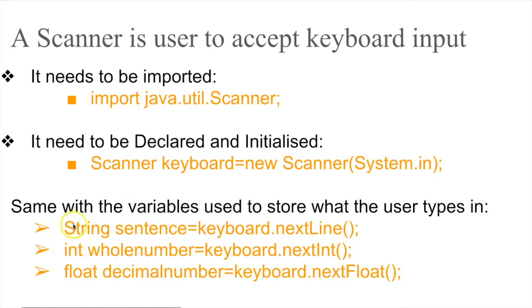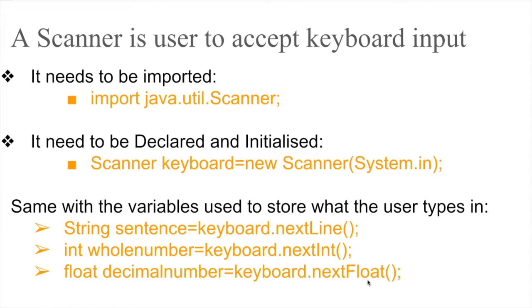When you come to actually get a value from the keyboard, there are 3 main functions that we use. keyboard.nextLine will return a string. keyboard.nextInt will return a whole number. And keyboard.nextFloat will return a decimal number. Now there are some others as well. If you press full stop after the variable keyboard, it'll give you a full list.